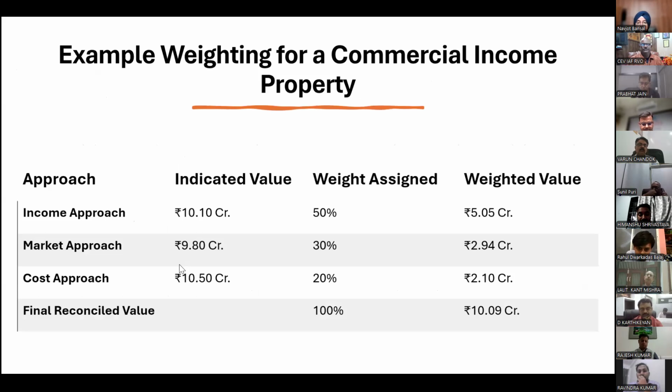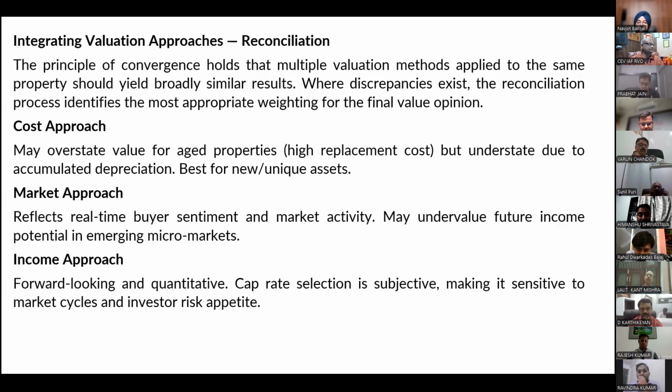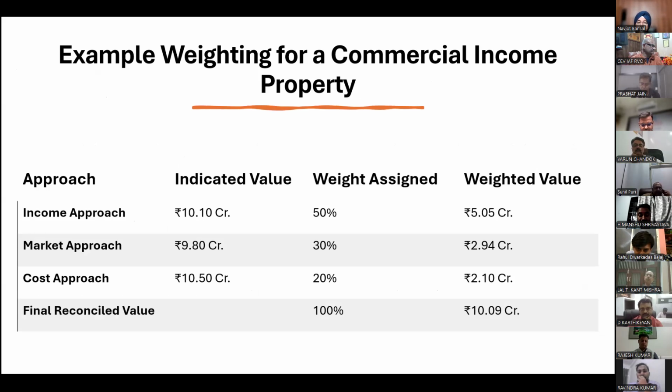So when you are doing valuation by using all the three approaches, how can you arrive at a particular value if you take into consideration all the three methods? This is how you can apply a weightage for a commercial income generating property. Let us suppose from the income approach, you calculate the value as 10.10 crore. You give it 50% weightage, the value comes out to be 5.05 crore.